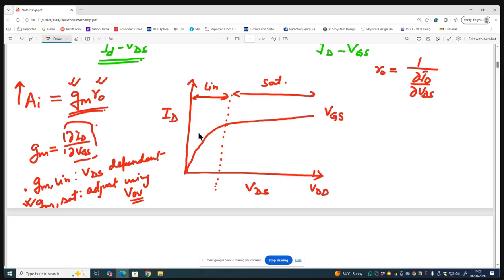So tell me. Saturation. Why? As there is no term for VDS, when we differentiate with respect to VDS, we get a constant value. So if you closely see, yes, you are correct. If you closely see, this dou ID upon dou VDS is nothing but the slope.